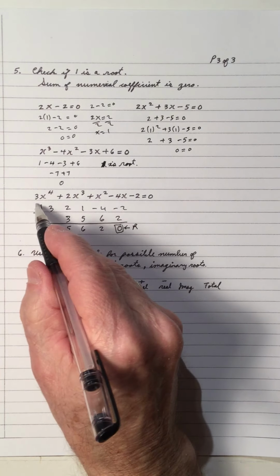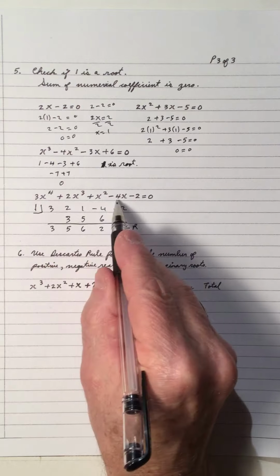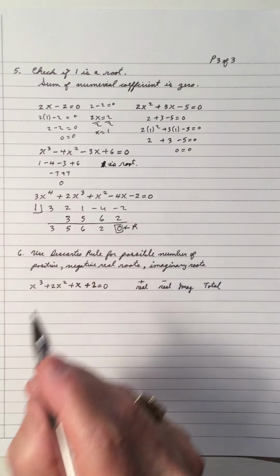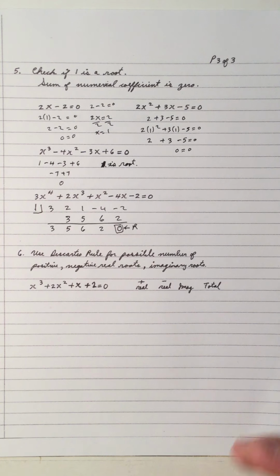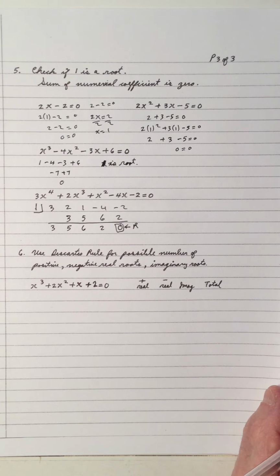So that means 1 is a root. But I knew 1 was a root because of that: the numerical coefficients add up to 0. So I check that right away when I'm solving cubics, quartics, quintics, etc., etc.